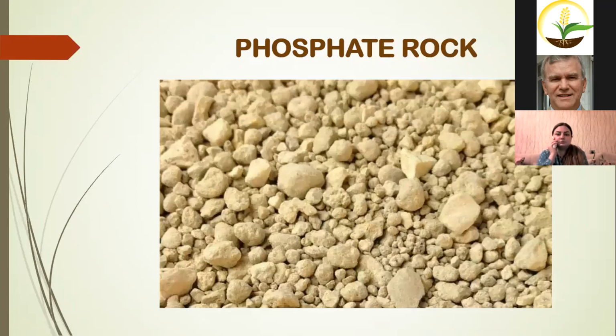Phosphate rock. This is the story of the phosphorus cycle. Phosphorus is an element. It's found in molecular structures called phosphate. Phosphate rock commonly occurs around the planet. Next slide.